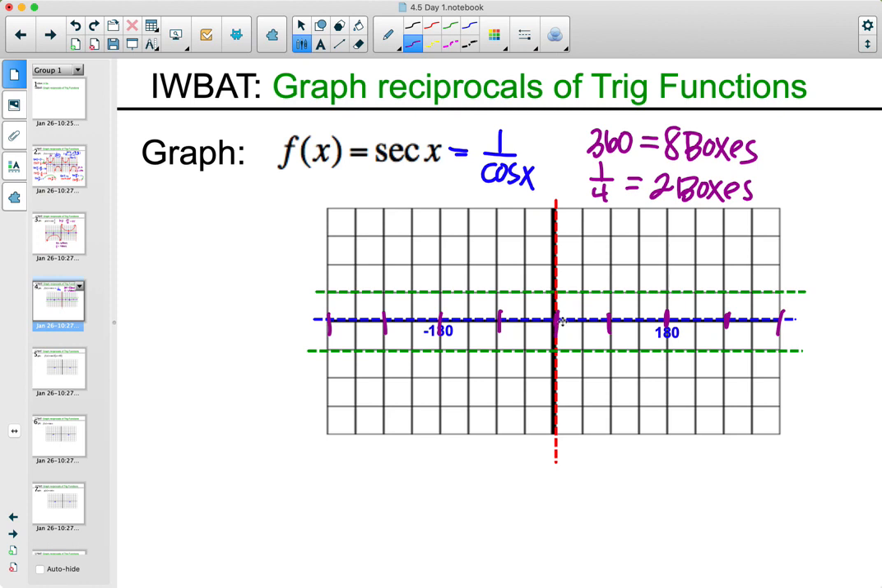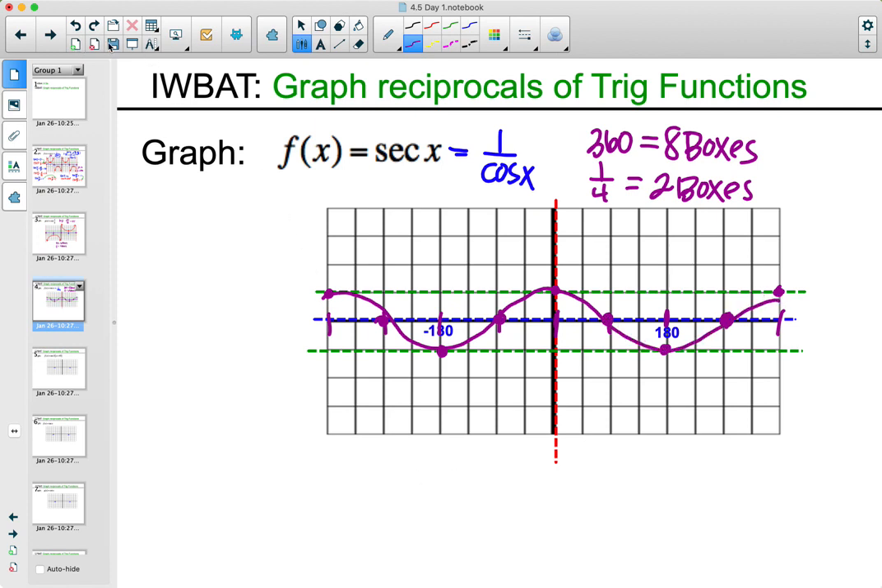Cosine starts at a maximum, okay? So when we're on this phase shift, cosine is going to start at a max. Then it's going to go to a middle, min, middle, max. Backwards, it's going to go middle, min, middle, max. So again, if you were to draw the cosine function in, it would look like this.